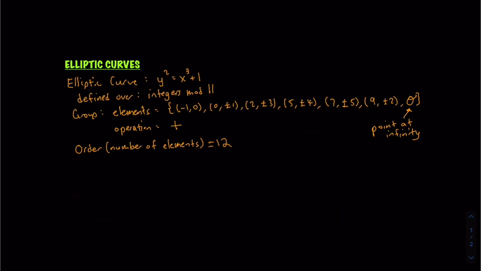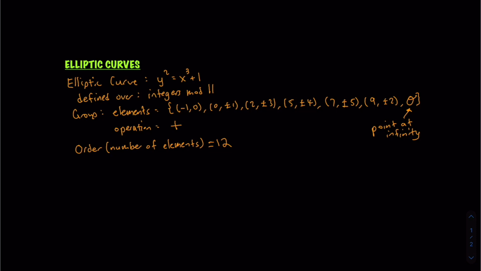So to summarize, for our elliptic curve y squared equals x cubed plus 1 defined over the finite field of integers mod 11, we have a group. And the elements in this group are -1, 0, 0 plus or minus 1, 2 plus or minus 3, 5 plus or minus 4, 7 plus or minus 5, 9 plus or minus 2, and the point at infinity. The order of this group, in other words, the number of elements in this group, is 12.